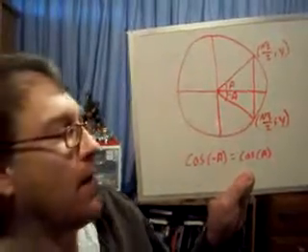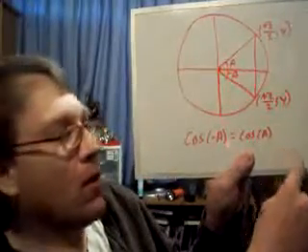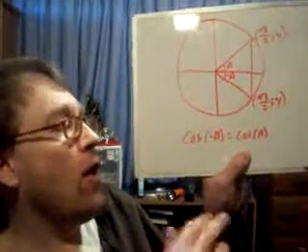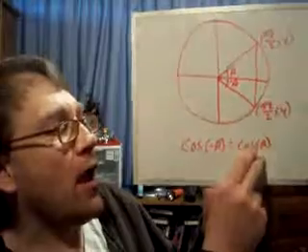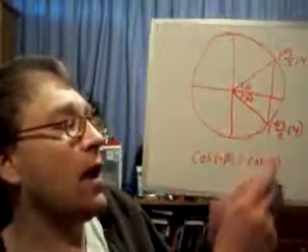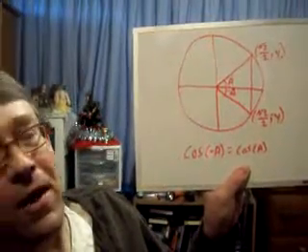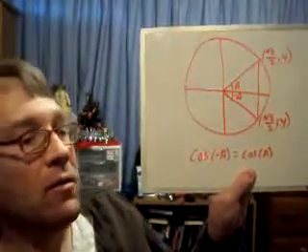Okay. Now, how do we establish this? Whether that angle is positive or negative, we're going to take the cosine of it, and regardless of whether it's positive or negative, it's going to have the same cosine. Okay. How do we know this?